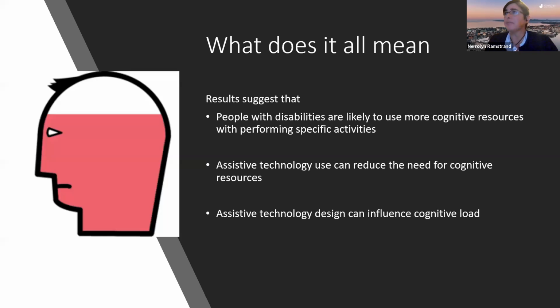So what does it mean? It means that people with physical disabilities are more likely to use cognitive resources when they're performing specific tasks that are challenging for that particular condition. Of course, it's going to be condition specific. We also know that assistive technologies can be used to reduce the need for cognitive resources, and this has potential benefits for reducing falls, and potential benefits for participating in different types of activities. So lots of different benefits there.